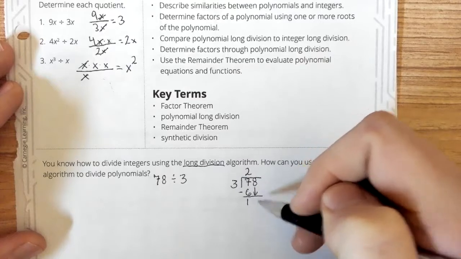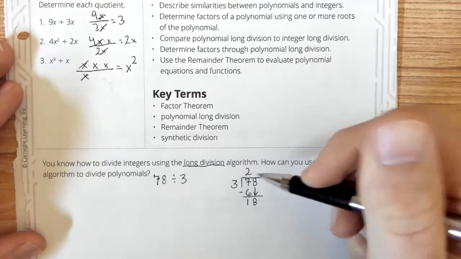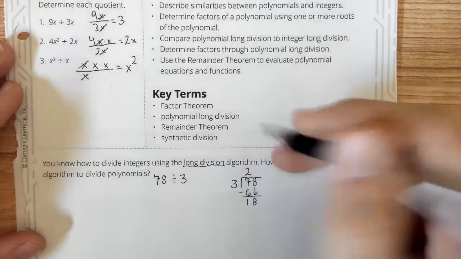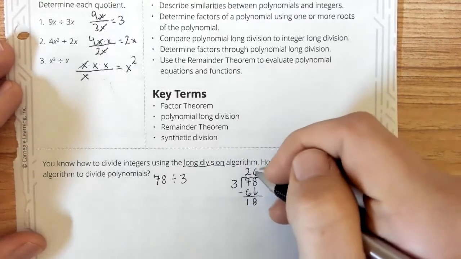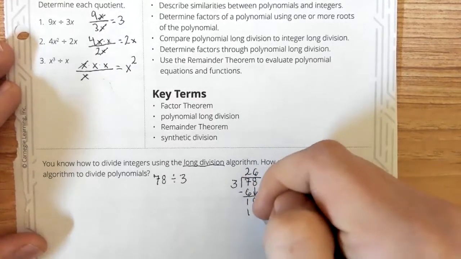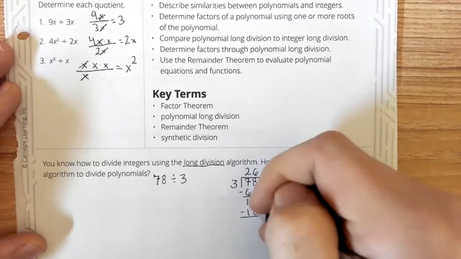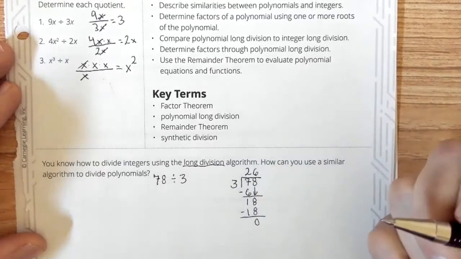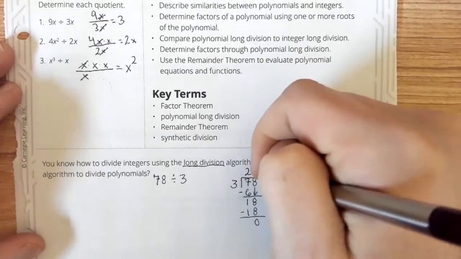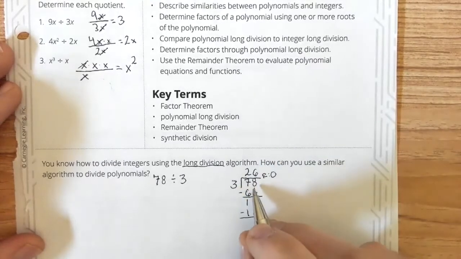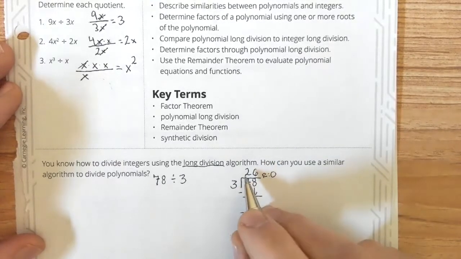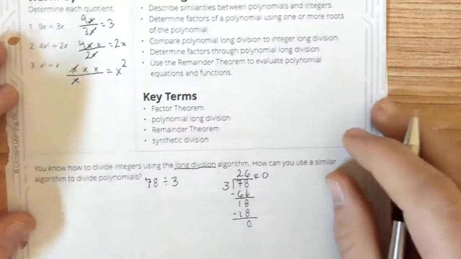And then we subtract. 7 minus 6 is 1. Drop down the 8. Now, 3 goes into 18 6 times, and then we'll do this one more time. 6 times 3 is 18. 18 minus 18 is 0. So we have a remainder of 0. What that means is 3 goes into 78 exactly 26 times.